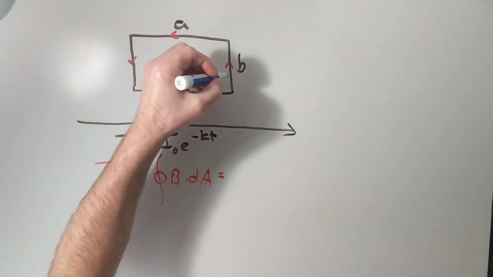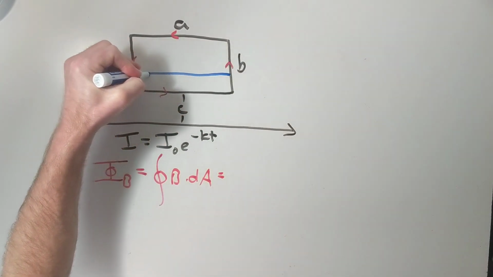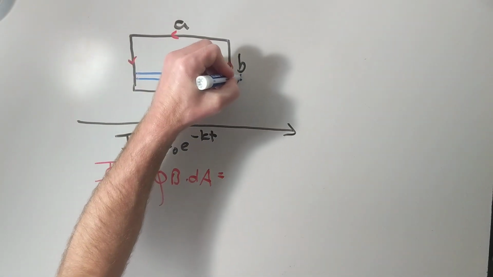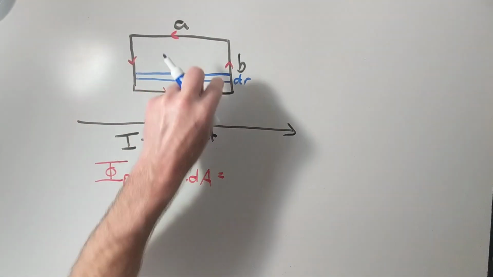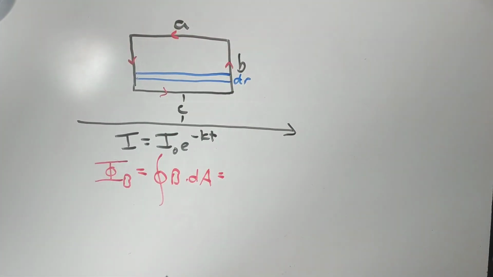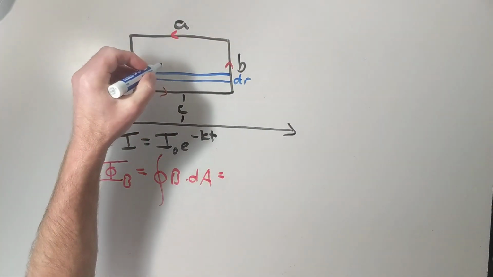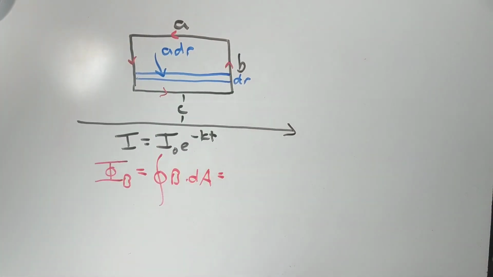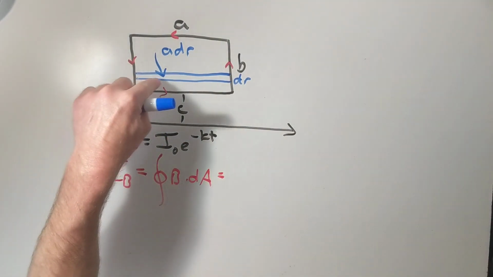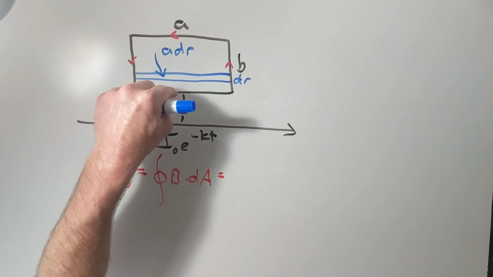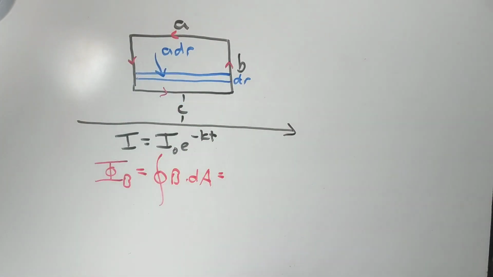I'm going to take a little tiny piece right here, a representative piece, with thickness dr. So this has thickness dr, which means the area of this little bar right here, this blue bar, is going to be A times dr. So what I have here is that this is the area. The area is A dr, and I'm going to integrate over all the little strips that would go all the way through there, and we'll see what we have.